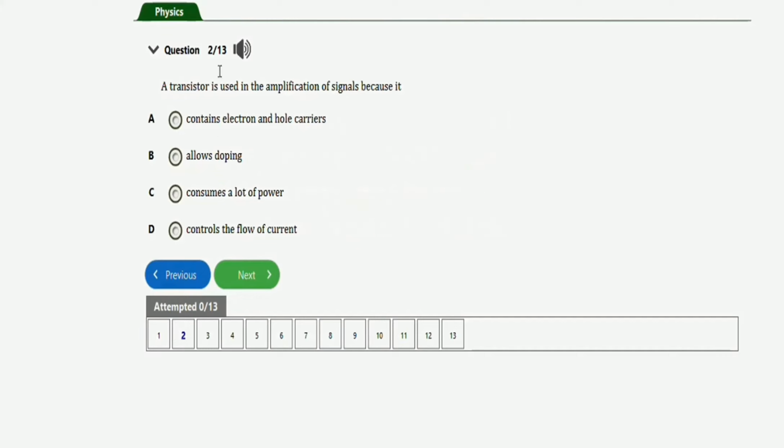The next question says a transistor is used in the amplification of signals because it contains electron and hole carriers, allows doping, consumes a lot of power, controls the flow of current. So the right option is option D, controls the flow of current.